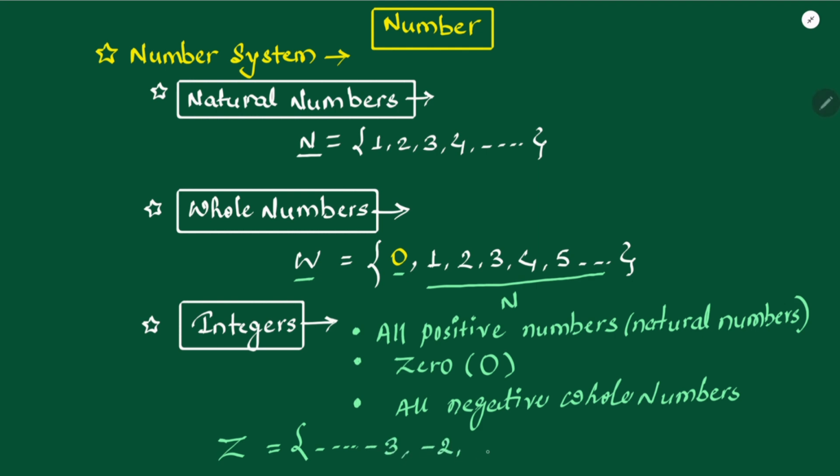-3, -2, -1. This is our 0. And then we will write all the positive numbers that are the natural numbers, right? So 1, 2, 3, 4, and so on. So this is the set of integers, and it is denoted by capital Z.